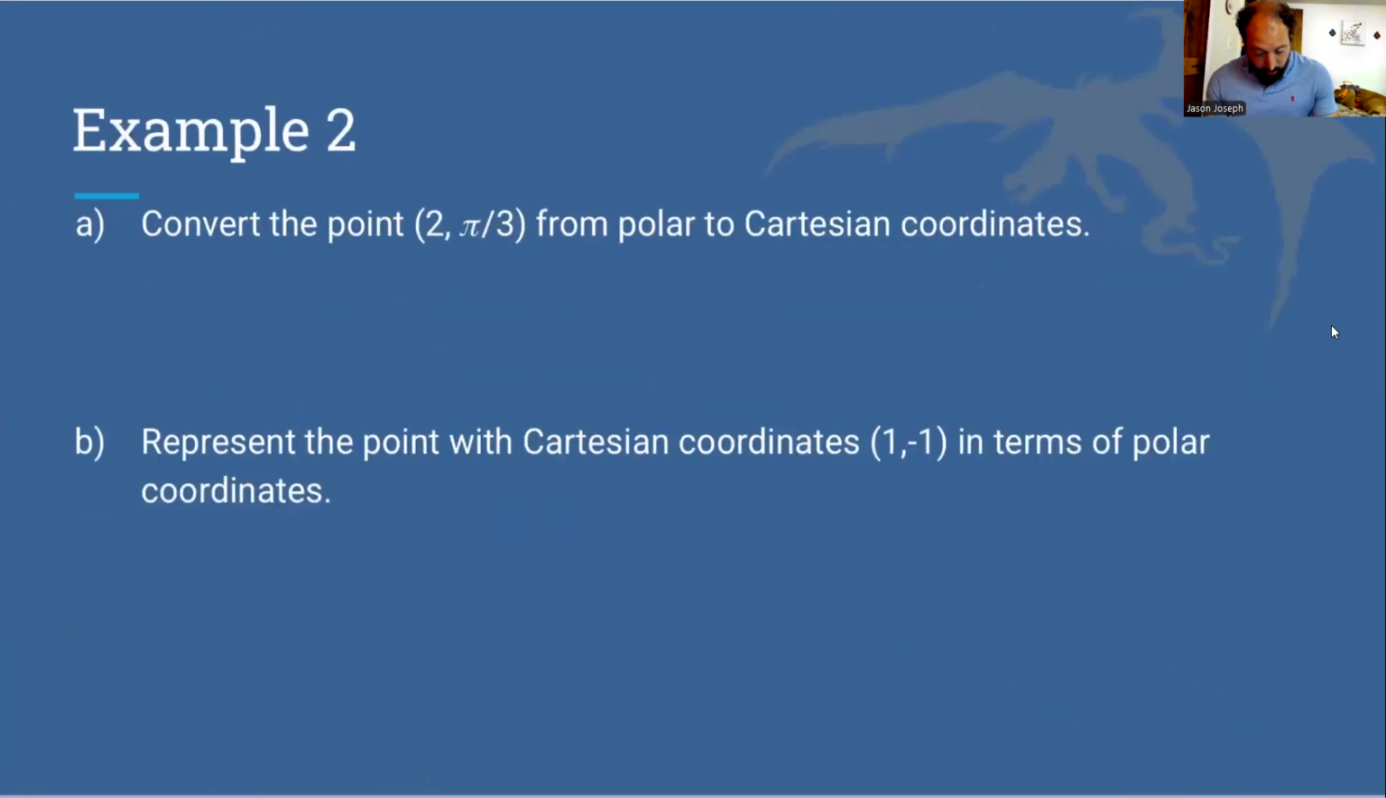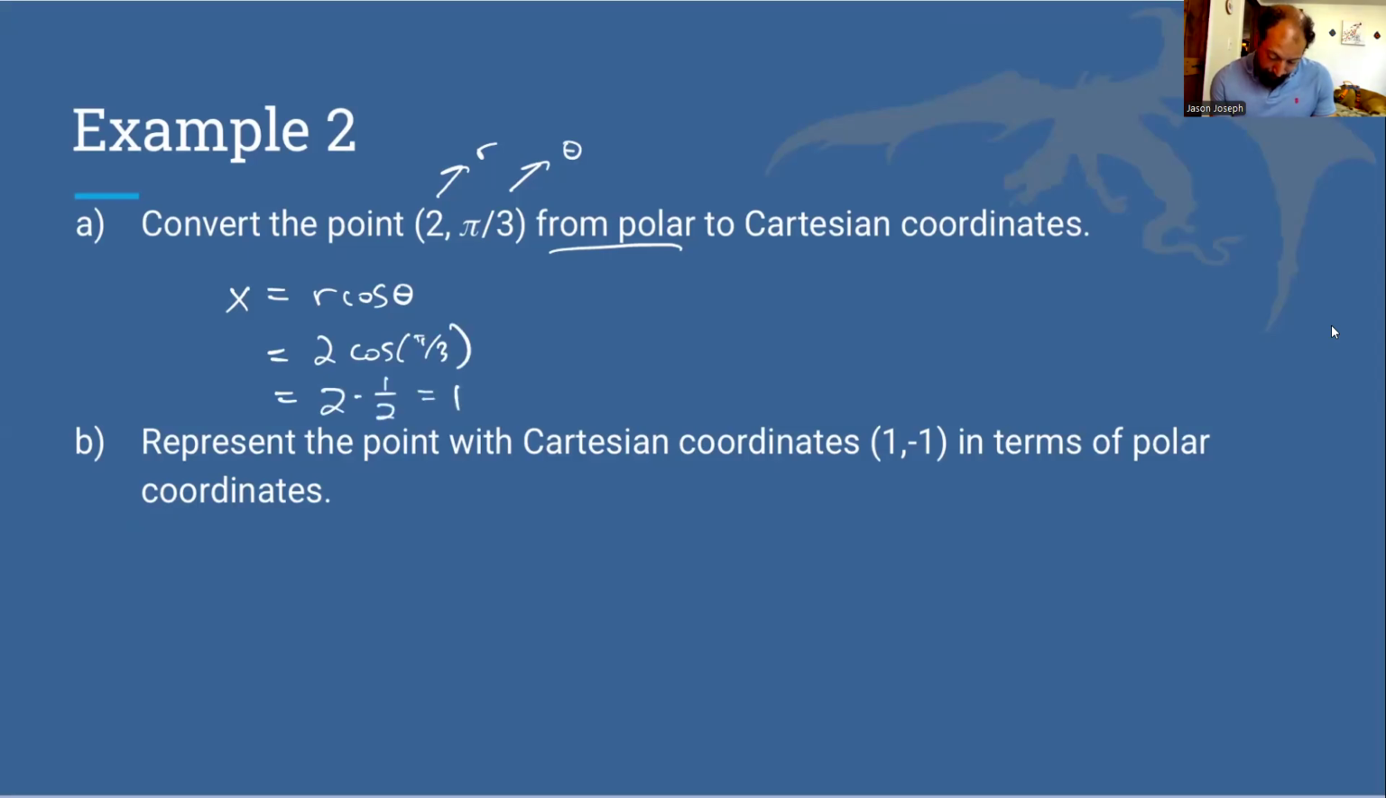Okay. So let's see, convert the point 2, pi over 3 from polar to Cartesian coordinates. All right, so from polar means that this is r, this is theta. So x is just r cosine theta, which is 2 cosine of pi over 3. Sine of pi over 3 is root 3 over 2, and cosine of pi over 3 is 1/2. So 2 times 1/2 is 1.